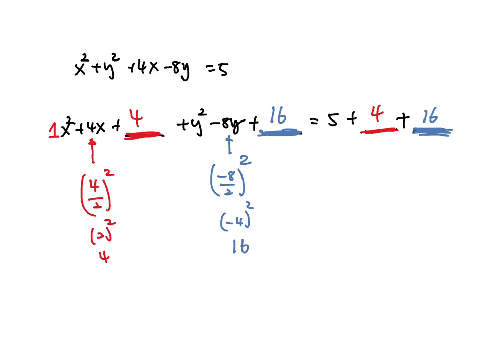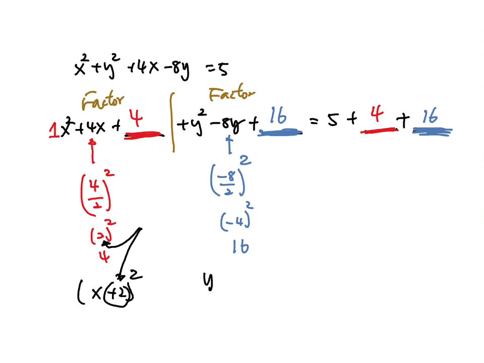Now, once you have completed the square, we're going to factor the x's and the y's. Right? X squared plus 4x plus 4 is x plus 2 quantity squared. You can get this number fairly easily by looking at this number. They're identical. Always. Okay, now for y, this is going to be y minus 4 quantity squared.